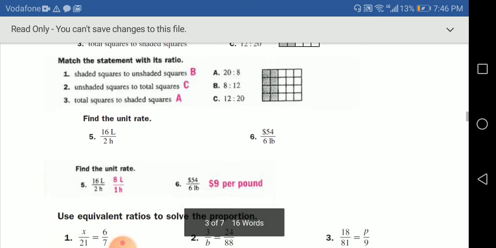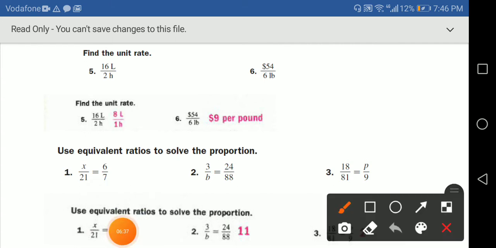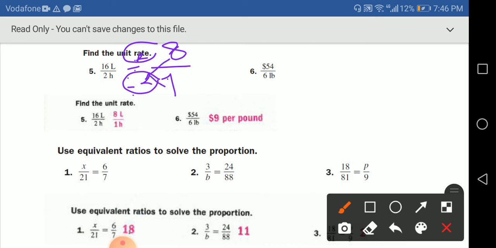Okay, find the unit rate. What about the rate, guys? When I talk about the rate, I need the denominator to be 1. So I have here 16 letters over 2 hours. How can I do it? I need that denominator to be 1. So 2 divided by 2 gives me 1. What I do down in the denominator, I do it in the numerator. 16 divided by 2 gives me 8. So the rate will be 1 for each 1 hour. I have here 8 letters for 1 hour.